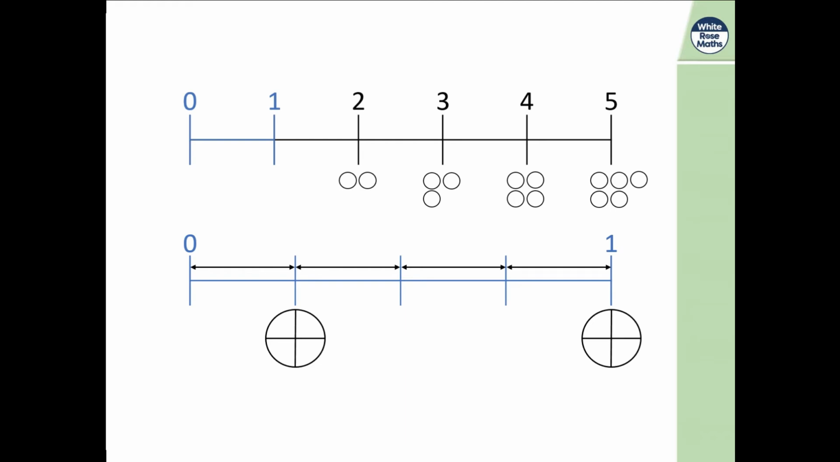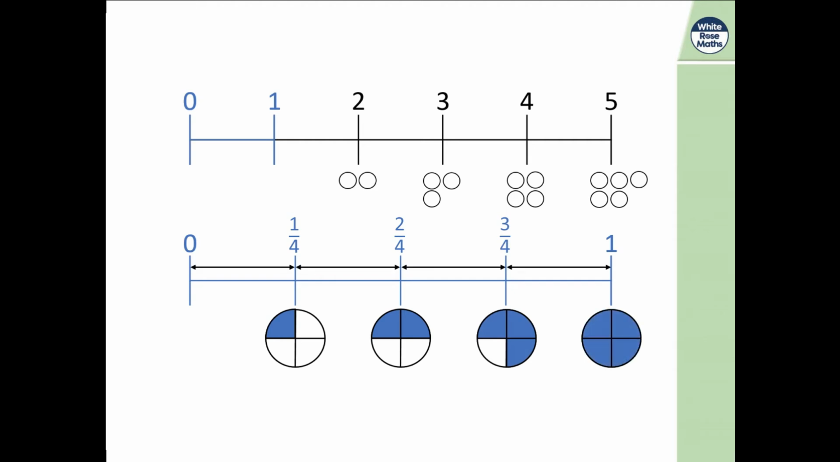Let's have a look at this now. You can see that this one section here is 1/4. Then we have the next section shows 2/4. The next one along will show 3/4. And then after that, you've got 1, or you can say 4/4.